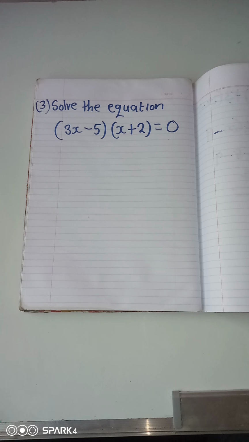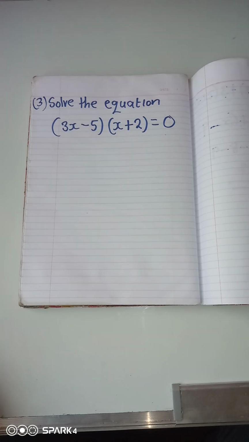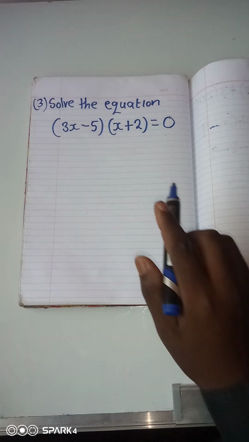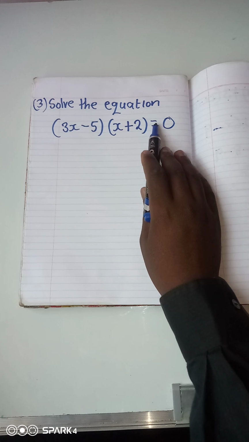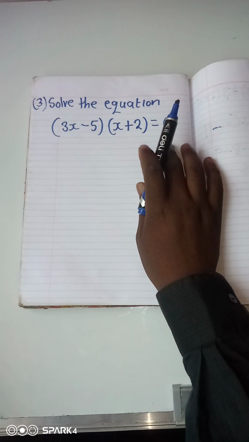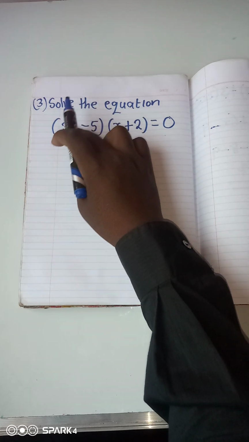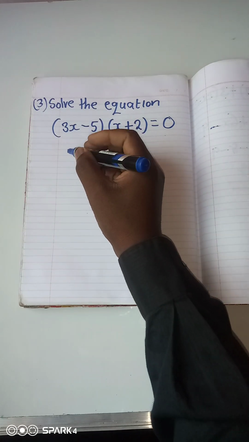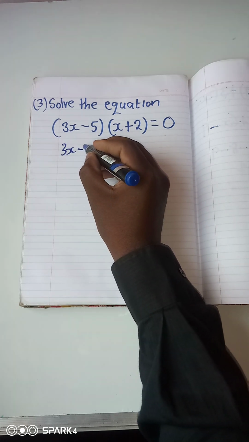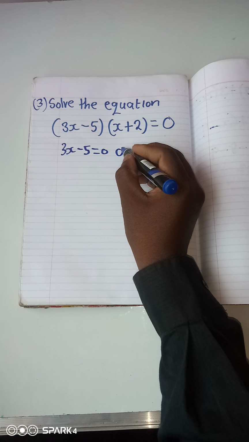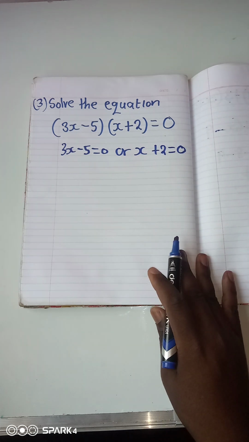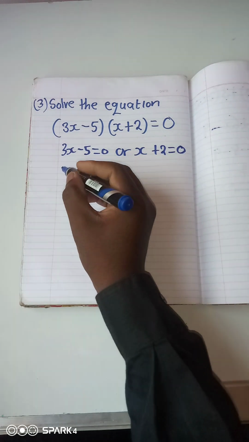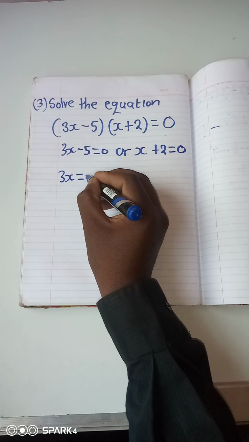This is question 3. And question 3 says, solve the equation, and it carries 3 marks. So the way you answer this question, have you seen here, there is no any sign. So once you just observe that the equal sign is at the end, it means they are separate. So what you do here, you will remove these numbers inside the brackets. So you will say 3x minus 5 equals to 0, or x plus 2 equals to 0, like that.